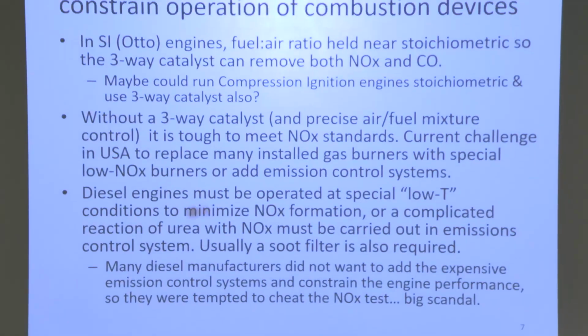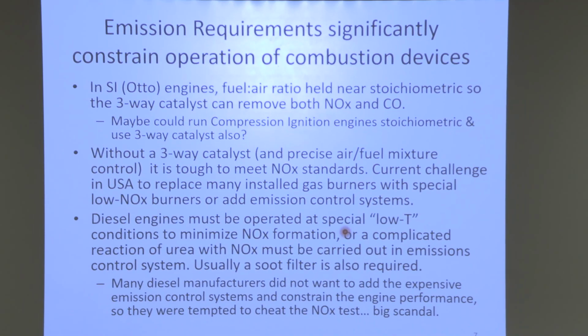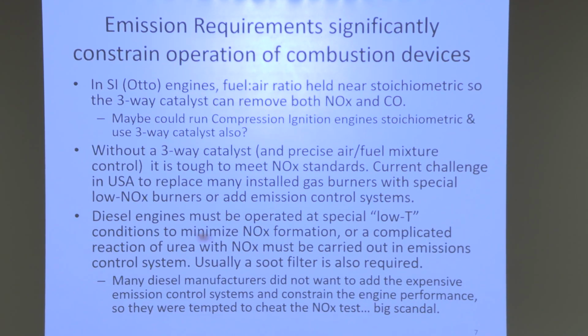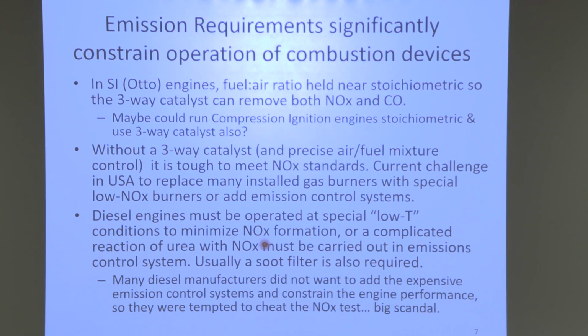The diesel engines have to operate either at some very special low temperature conditions to try to reduce the NOx emissions, or they have to do a special emission control. Typically they use a urea and a catalyst reacting in the tailpipe to try to reduce the NOx. And then you also have to use a soot filter. So diesel engines right now, modern ones, have really complicated emission controls, many thousands of dollars of emission control equipment on the trucks.